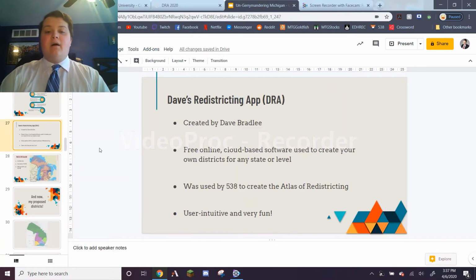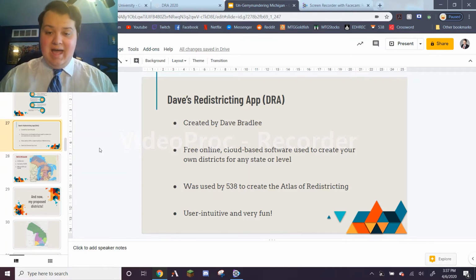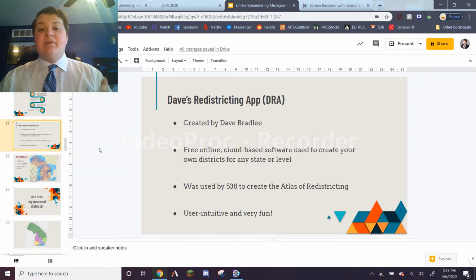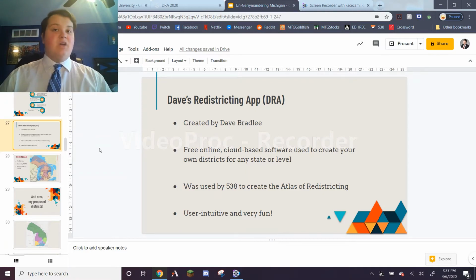Lastly, let's talk about the way that I was able to make these maps, because I was able to use an app called Dave's Redistricting App, also known as DRA. It was created by Dave Bradley, who is an at-home software engineer who had a huge passion for redistricting reform and making sure that we put a stop to gerrymandering. So he created this free online web-based software that allows you to create your own districts for any state or level, all the way down to city council even. And you can play with it and make your own maps.